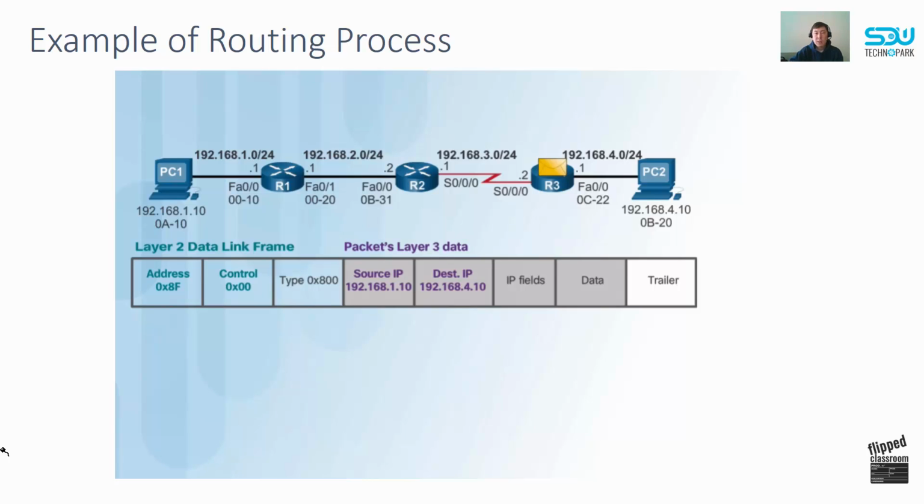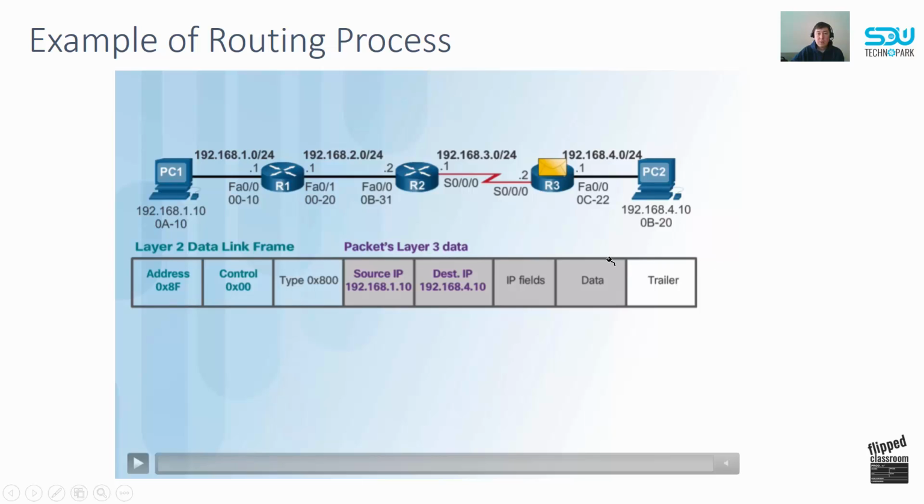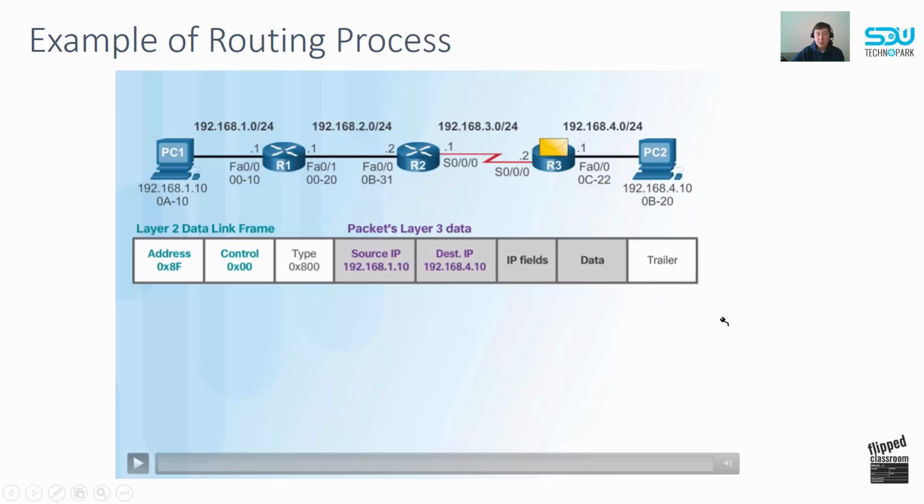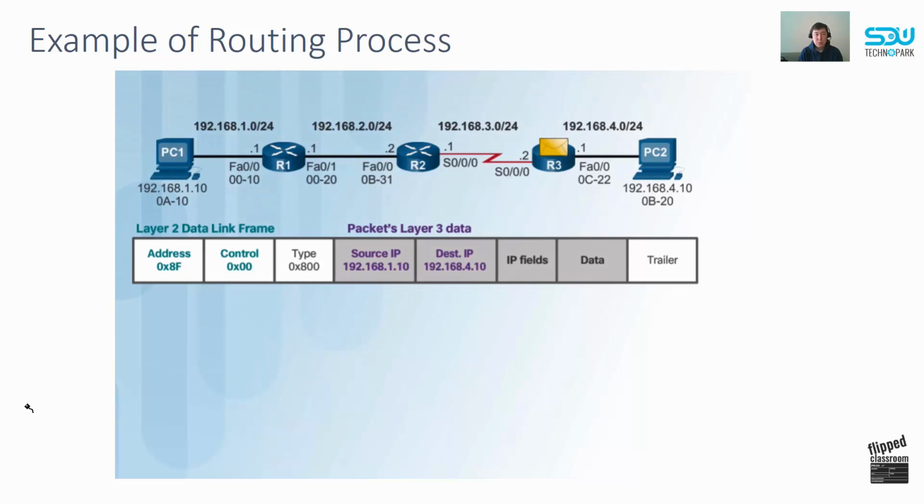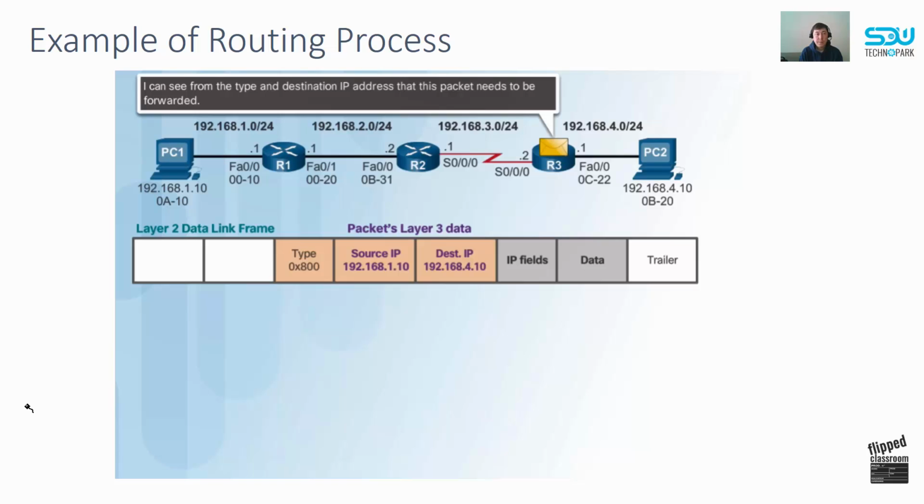What happens next? Router 3 receives this frame, and afterward it also performs decapsulation up to layer 3 and makes a decision where to resend this packet according to the routing table which router 3 has. So let's take a look at this process.